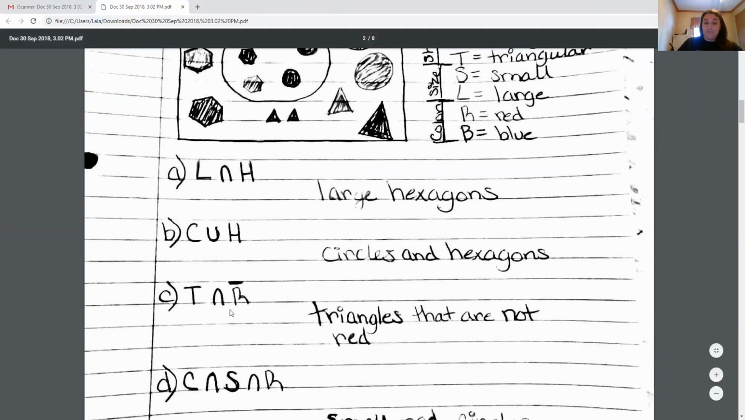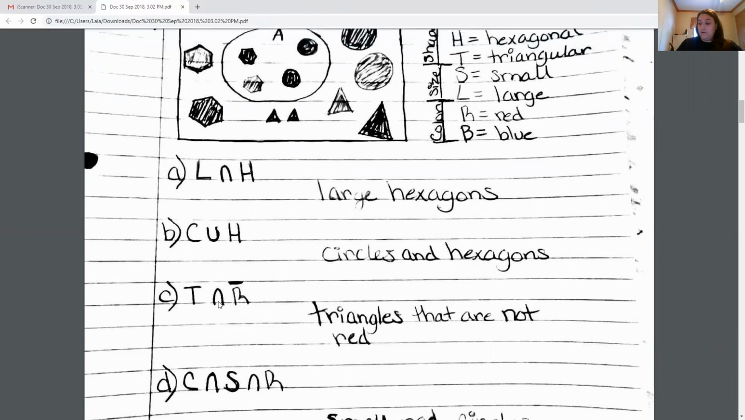Now we got T intersect with this line over the R. So whatever this letter is, which is for R stands for red, this means not. So whatever shape this T stands for, that's not red. So the T is for triangles. So triangles that are not red is what that set stands for.